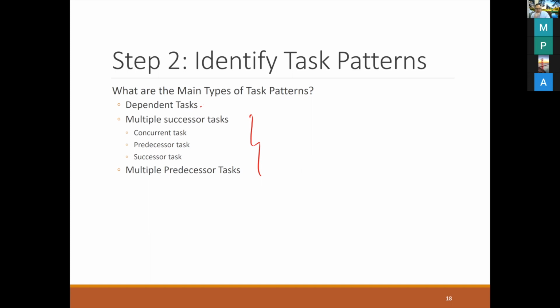Multiple successor tasks means tasks that follow specific tasks. We can have 3 different types. The first one, concurrent task. Concurrent task means the task that you can do at the same time as another task is being done. For example, while the system analysts go to observe or interview, we can also let the programmers team go for training. They don't have to wait. That is a concurrent task; you can do it at the same time.